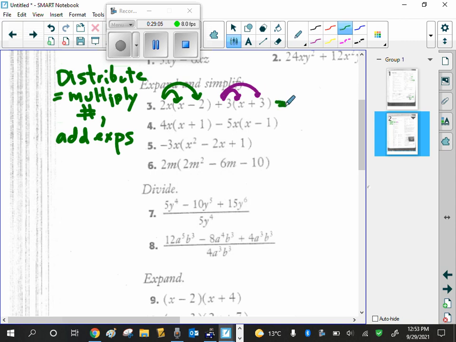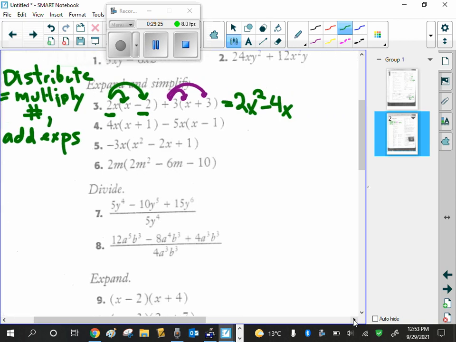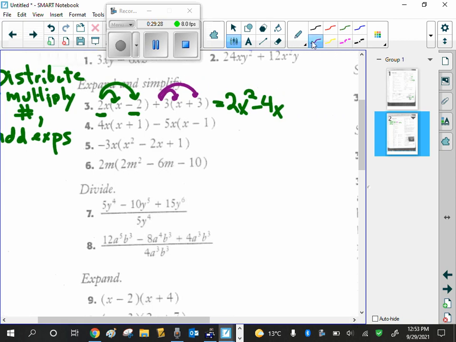2x times x. If there's just one number, you write down the number 2. What's x times x? X squared. Good. Now you multiply 2x times negative 2. What's 2 times negative 2? Negative 4, and there's just one x, so you write down the 1x. Now we have 3 times x. That's just 3x. And now we have 3 times 3, which is 9.